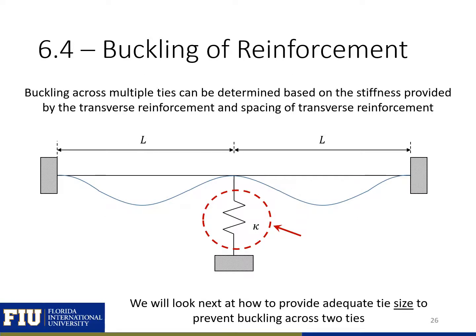Next, we're going to look at how to provide an adequate tie size to prevent buckling across two ties. We looked at length already, or spacing, so now we're moving to the stiffness of our ties, which is normally governed by the tie size.